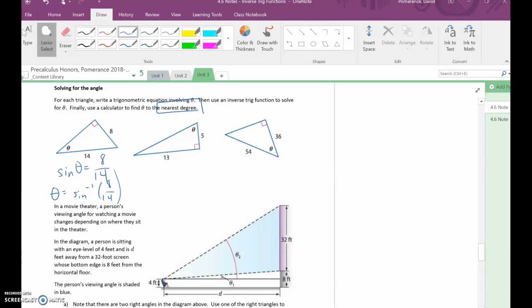How do I... oh, calculator, right. So you pull out your calculator, make sure it's in degrees mode and not radians mode, and you type in the inverse sine of 8 divided by 14, and you get 34.8499, blah, blah, blah, which is approximately equal to 34. It says to the nearest degree, so 34.8 actually goes up to 35 degrees. And that's what theta is approximately. Same with the other ones.